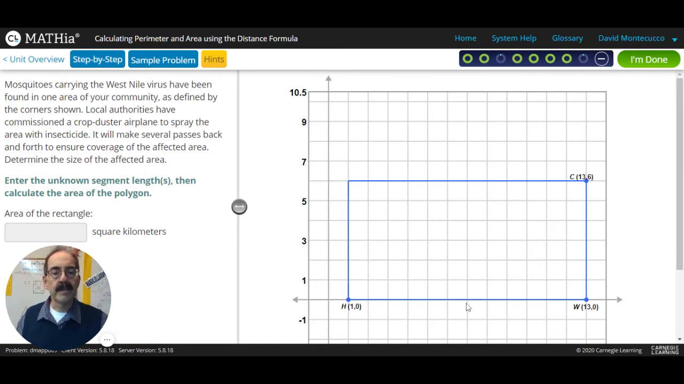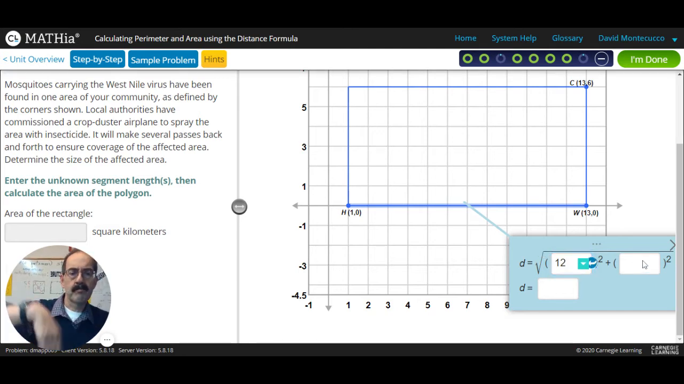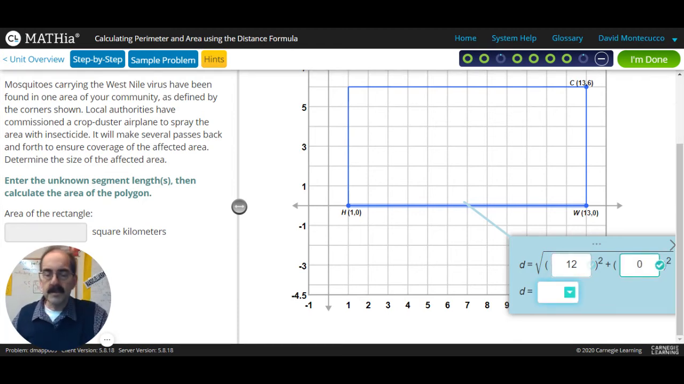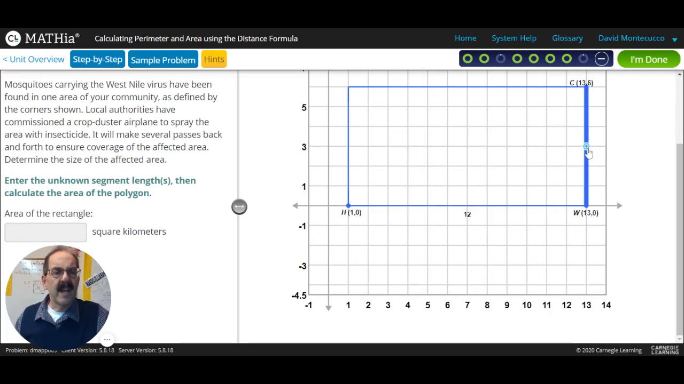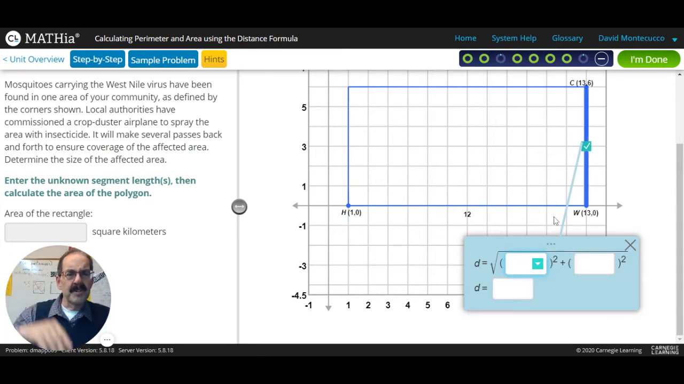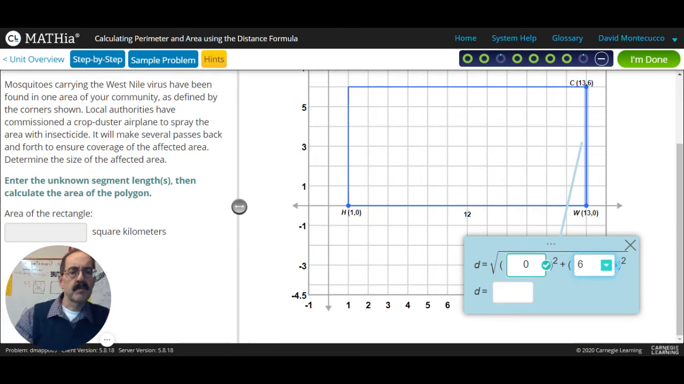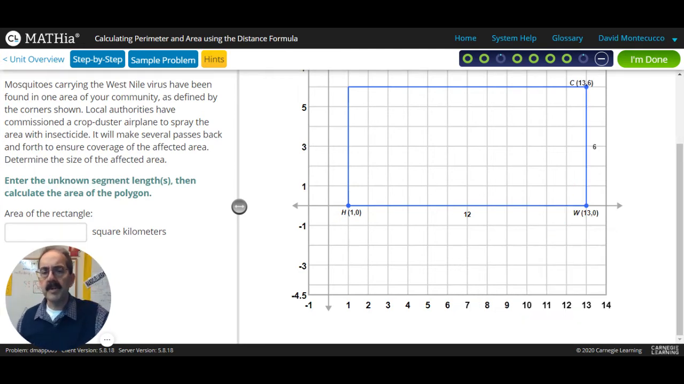Okay, same idea, area of the rectangle. So we'll click on a side and we're going to have what, 12 units. And it didn't go up or down, so that's 0 units. So the square root, 12 squared square root is 12. 144, take the square root. Now we have to calculate a side, and it's 0 and 6, 0 squared, 6 squared, and 36, square root of 36 is 6, so 6 times 12.